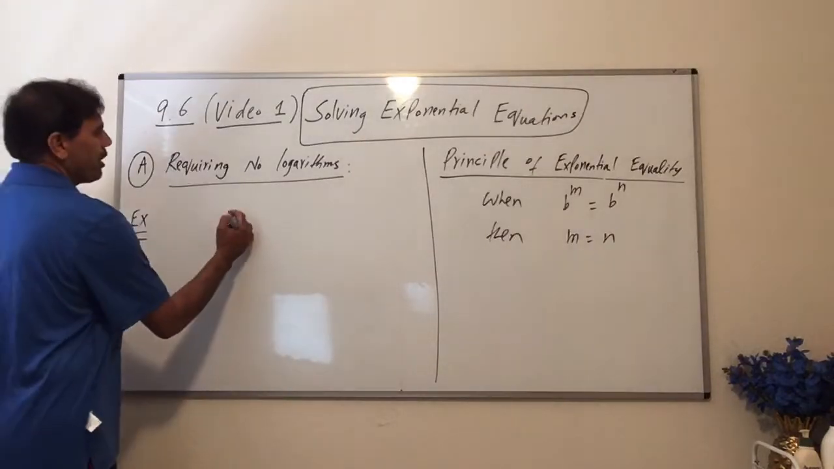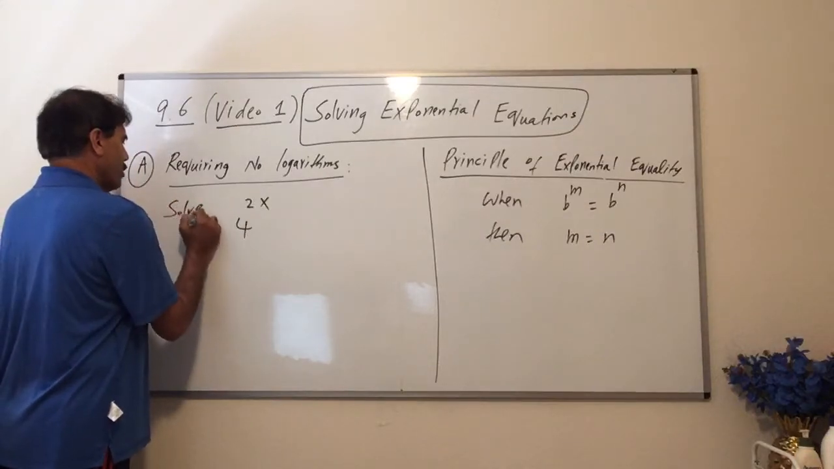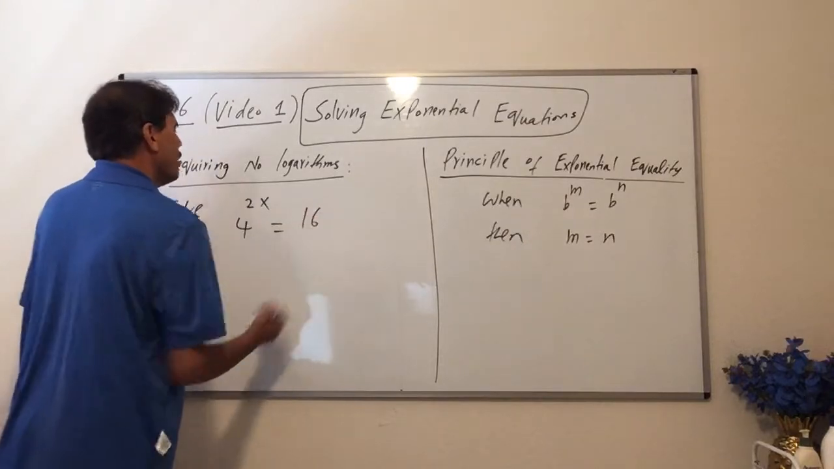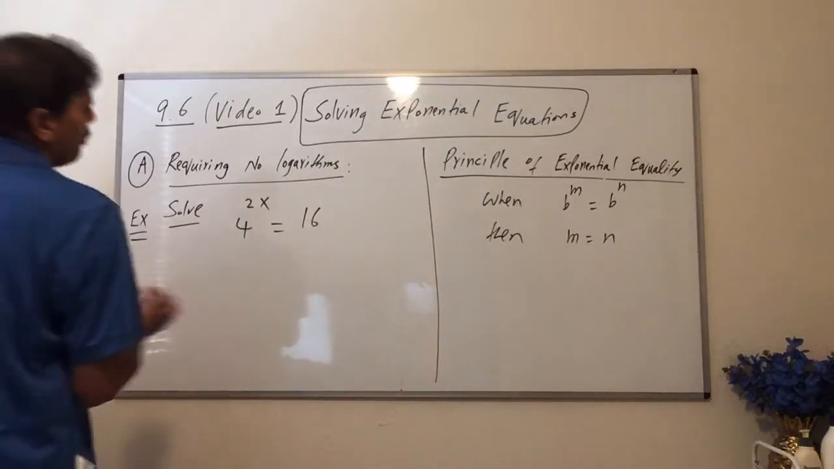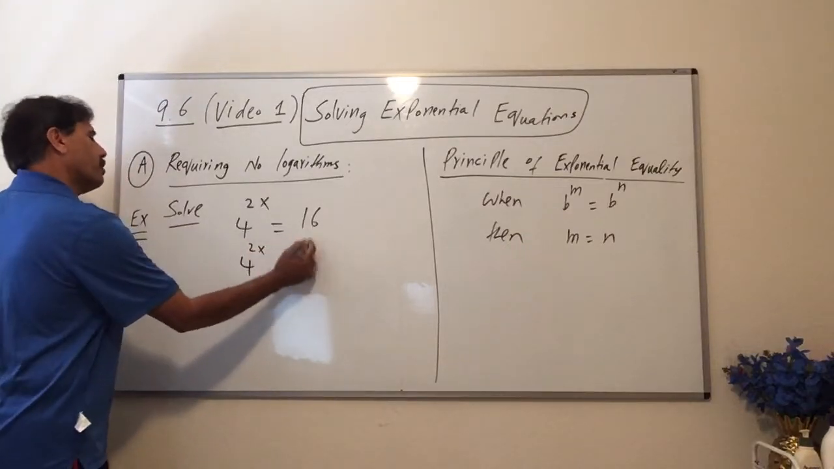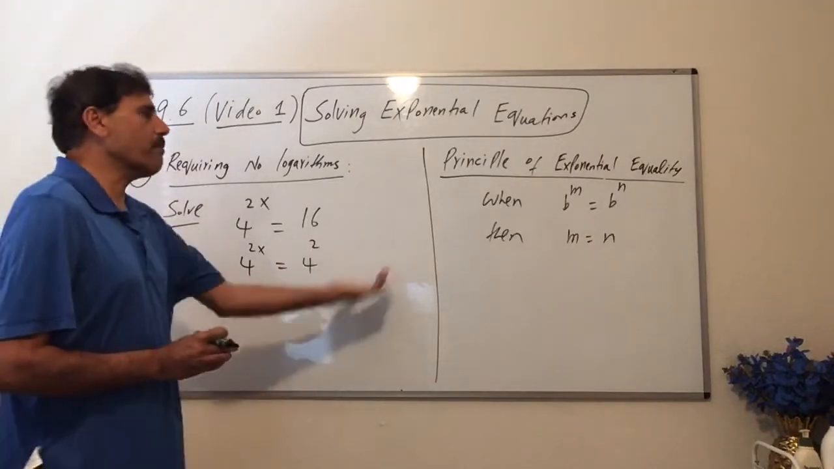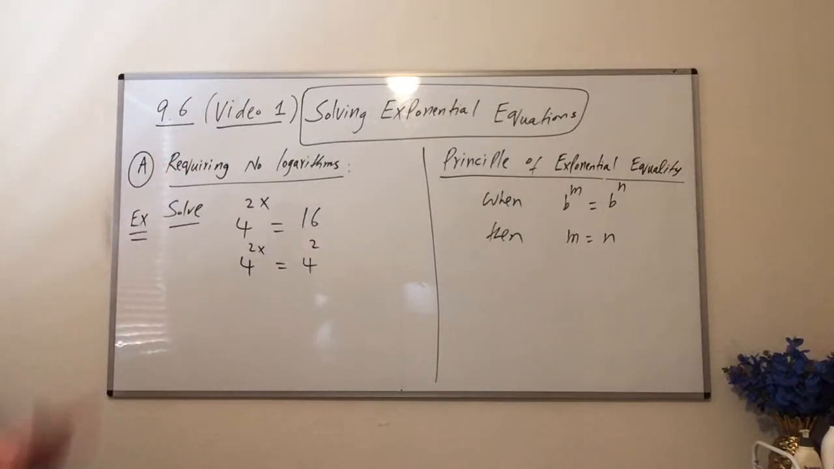So for example, somebody says solve this. An exponential equation means the variable is going to be on the top. Let's say this one here. The easiest way is using the principle of exponential equality. We can write this as 4 to the power 2x, and we know 16 is the same as 4 squared. So look, the base is the same. That's the first thing. If you cannot come up with the same base, then the other way is using logarithms.